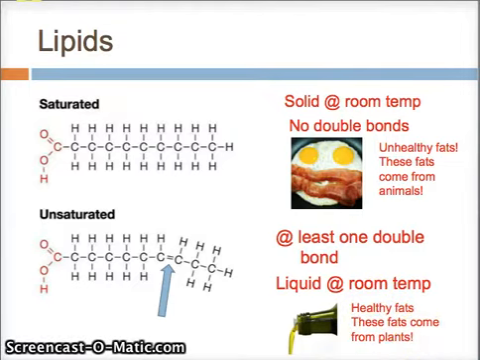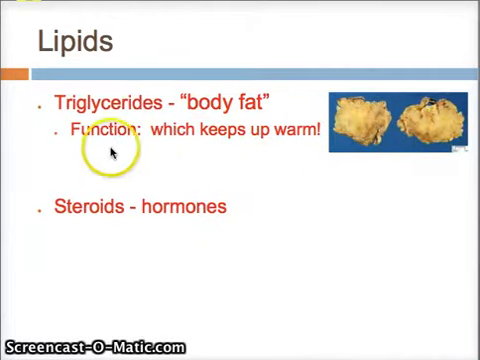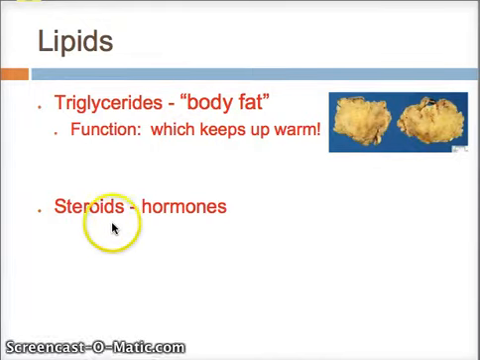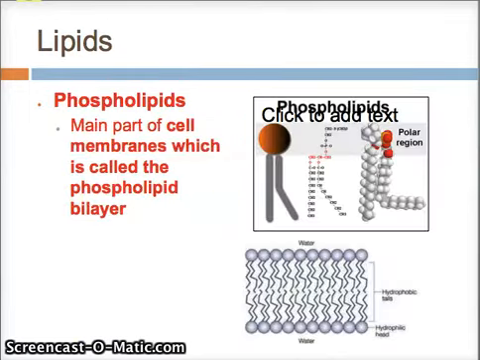animals. All right, our body fat that keeps us warm, those guys are called triglycerides. Yeah, you've got to have that one in your notes. Remember, triglyceride, aka body fat, and it helps keep us warm. All right, steroids. If you didn't know, most steroids are hormones, and they function, again, to just kind of keep our bodies regular. Now, the important one that we really want to focus on when it comes to lipids are called phospholipids, because these guys make up our cell membrane.